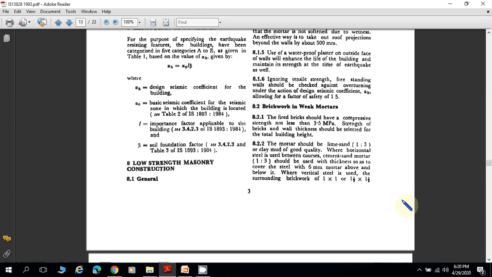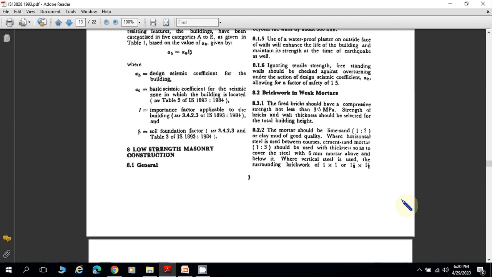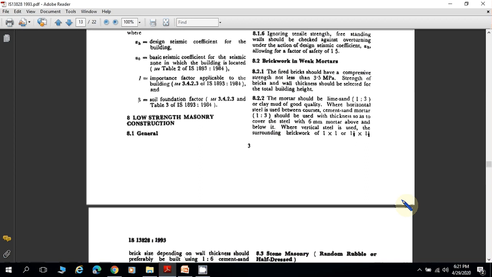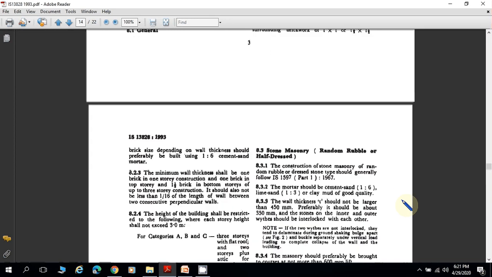face of the wall. And for brickwork in weak mortar, the fired brick should have a compressive strength not less than 3.5 megapascal. Bricks having a compressive strength below 3.5 megapascal should be avoided. And there are some ratios given: the mortar should be limestone 1:3 to be provided. And if cement sand is used in a mortar, then a 1:6 ratio is to be chosen.